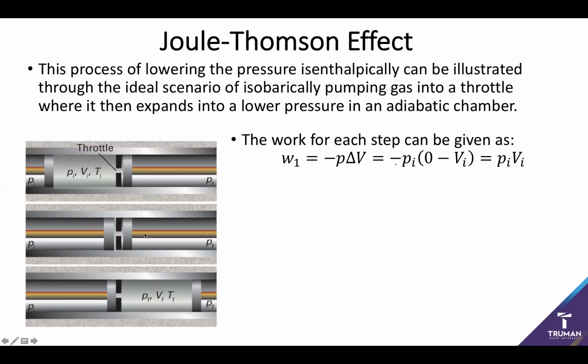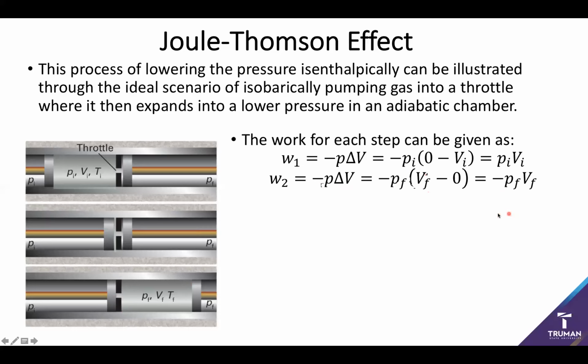Then when I go ahead and let the system expand, my work is going to be, again, related to negative P delta V. In this case, I now have a final pressure of PF and a final volume of VF. But my initial volume was, again, that throttled zero volume. So now I have a work of negative PF VF.